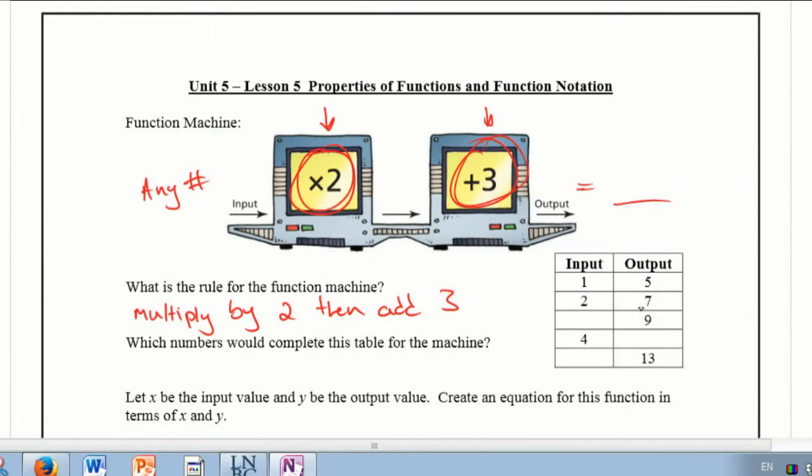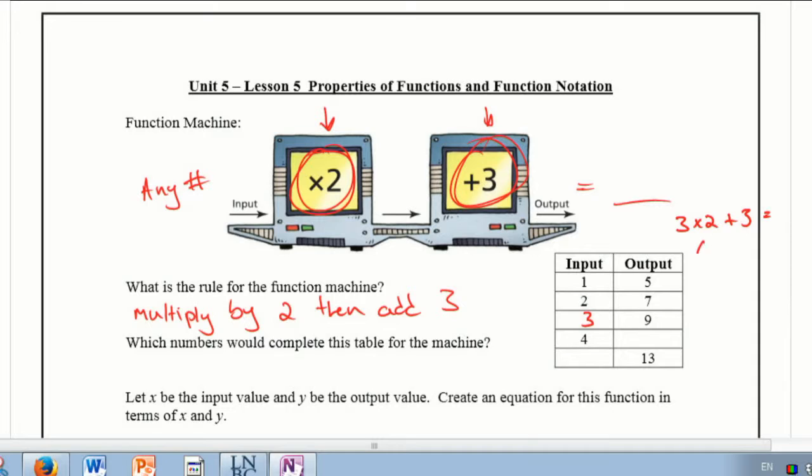So what else could be happening? You keep on thinking about what's going on here until something makes sense. In this case, it's multiply by 2 and then add 3. So let's fill out the rest of the numbers. 1, 2, if I put in a 3, I'm going to go 3 times 2, and then I'm going to add an additional 3 to it.